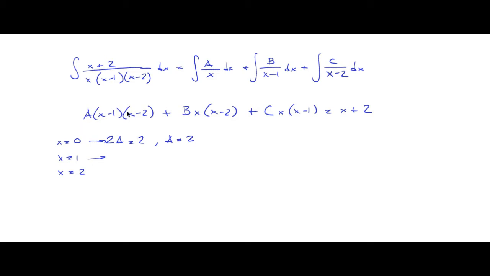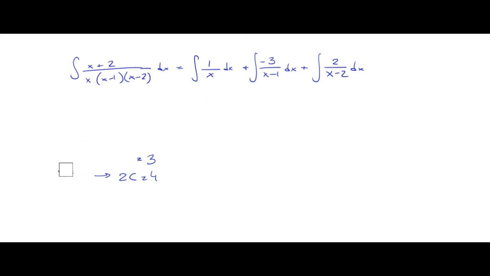If x is equal to 1, this goes out, and you have 1 times minus 1, minus b is 3. So b is minus 3. And then if x is equal to 2, this guy and this guy go away. So you have 2 times 1, 2c equals 4. So c equals 2. Okay, so here you have, let me see. Sorry, 2a equals 2 is not a equals 2, a equals 1. Okay, a equals 1. Then you have minus 3 here, and then you have 2.